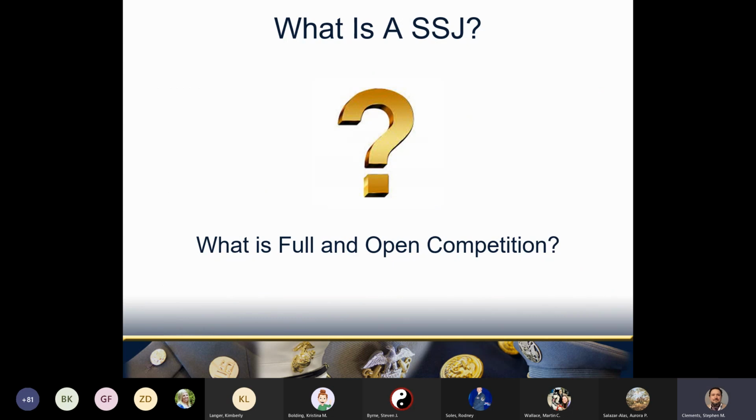On the last slide, we mentioned the term full and open competition. What is that? Please drop your answers in the chat. What is full and open competition? How is it important when it comes to sole sourcing?